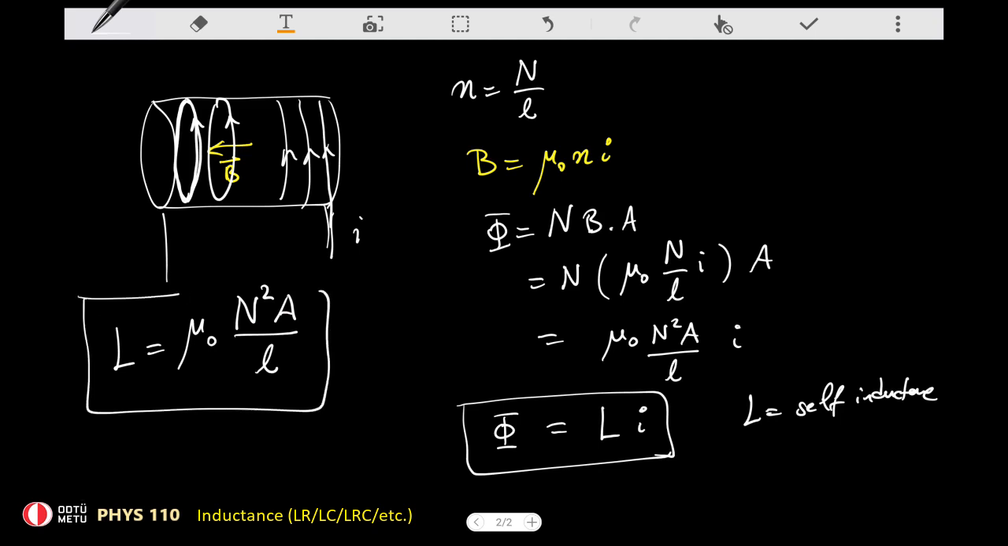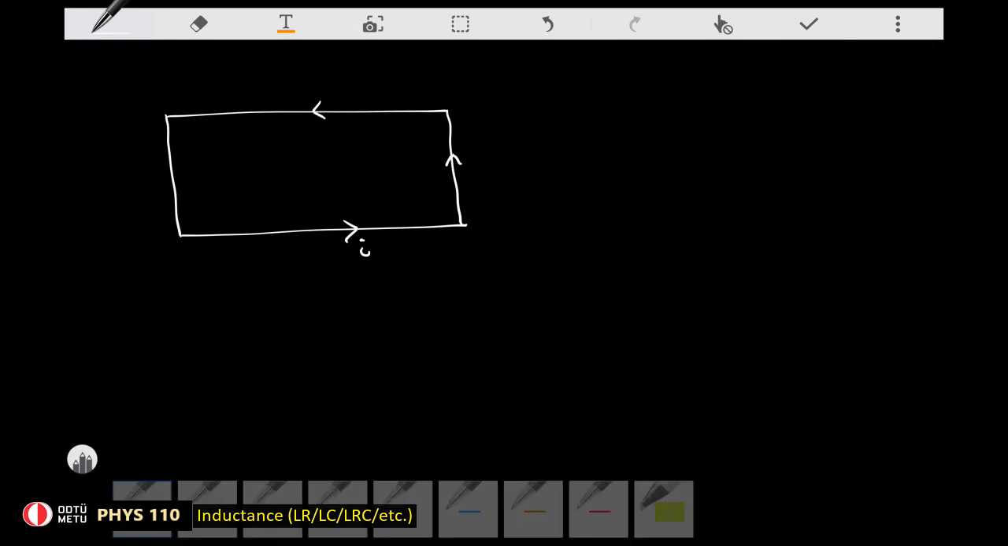Right, so we are going to use this formula later when we are discussing the energy of the magnetic field. In any case, for any kind of circuit, you can compute the flux like that. So for example, if I have a rectangular loop of wire like this, I can also compute the flux in there.